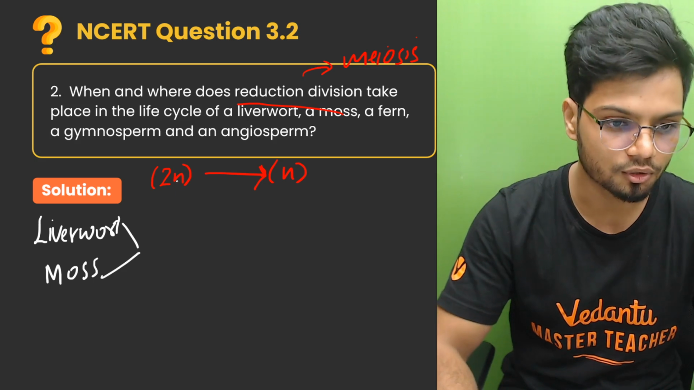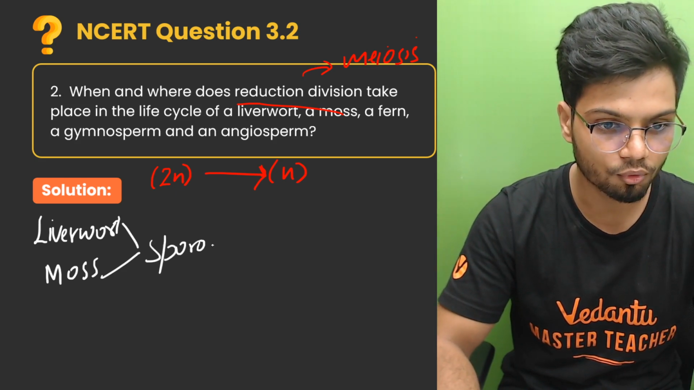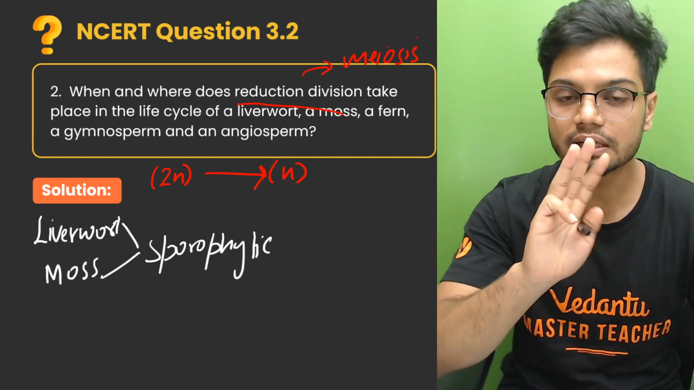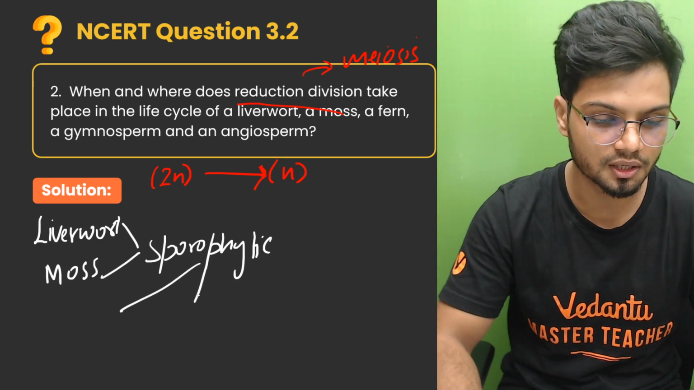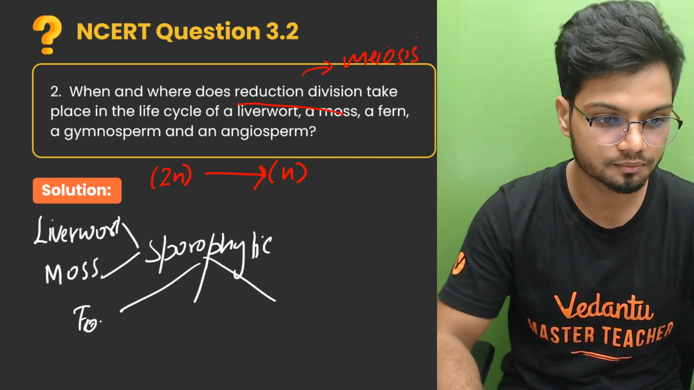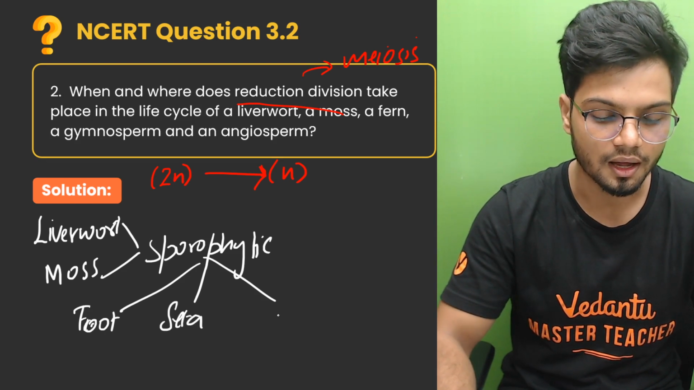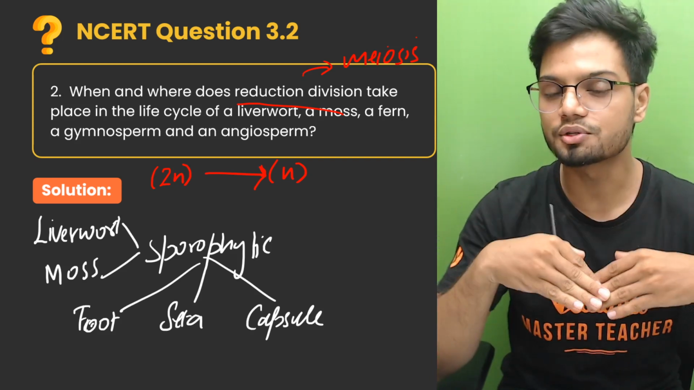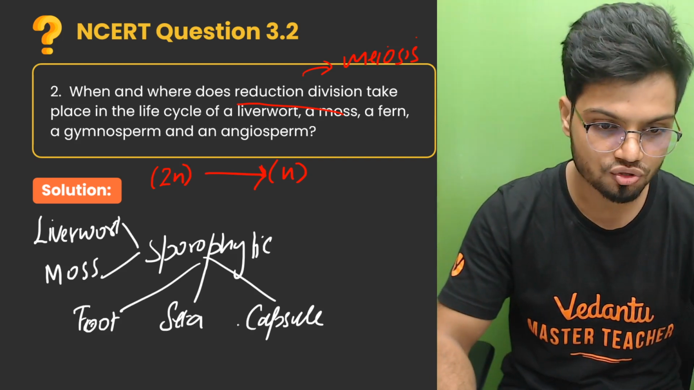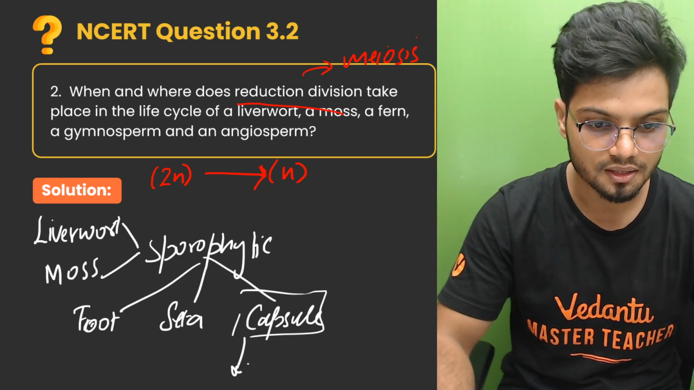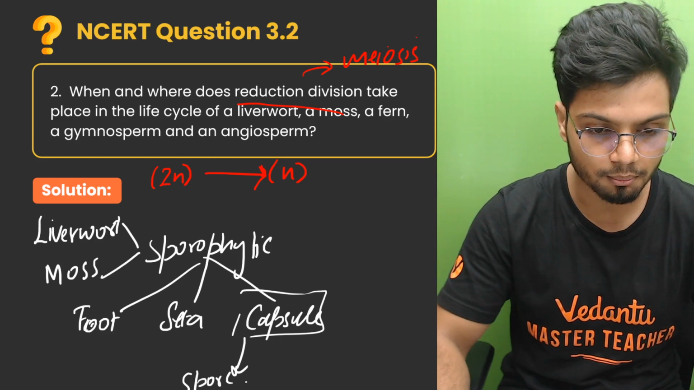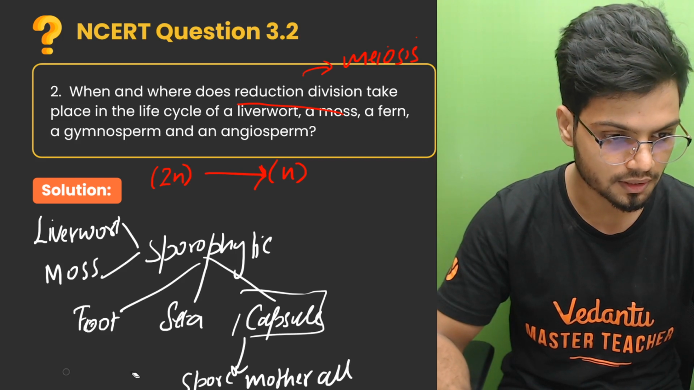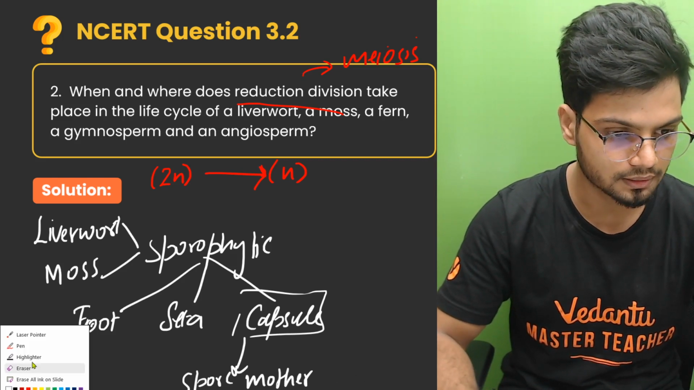Let me write it down. The sporophytic plant body is differentiated into three different structures. What are the three structures? It is differentiated into foot, seta and capsule. Now within this capsule we have a structure known as the spore mother cell.